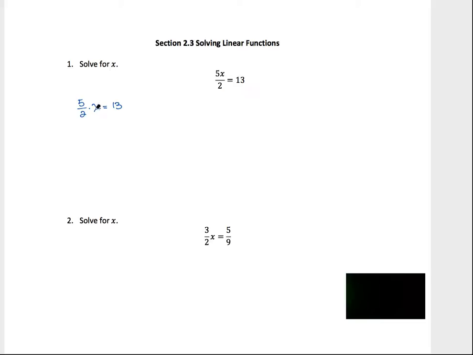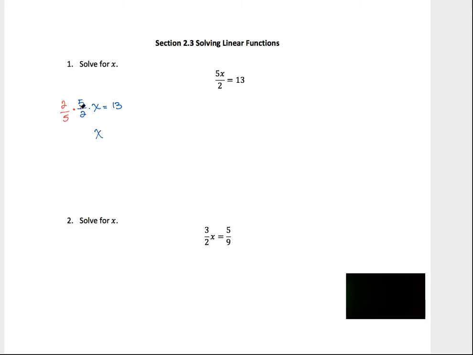Right now, x is not by itself because it's attached to 5 halves by multiplication. So how do I undo 5 halves so that I'm left with just 1x instead of 5 halves x? Well, if we take a fraction and multiply it by its reciprocal, and reciprocal means you invert the numerator and the denominator, it starts to cancel out. So 2 times 5 is 10, and 5 times 2 is 10, but 10 over 10 is just 1. So 2/5 times 5 halves is equal to 1, and 1 times x, we're left with just x.